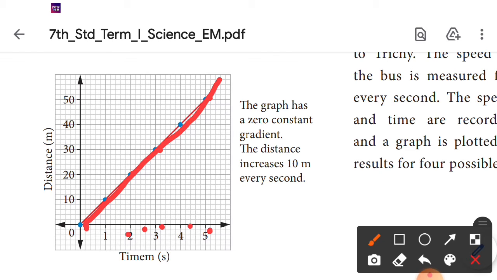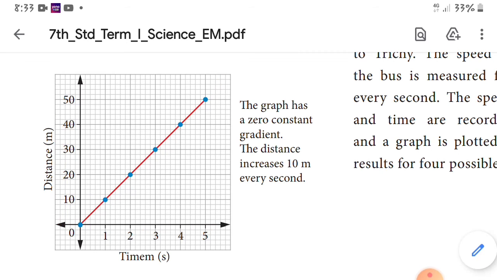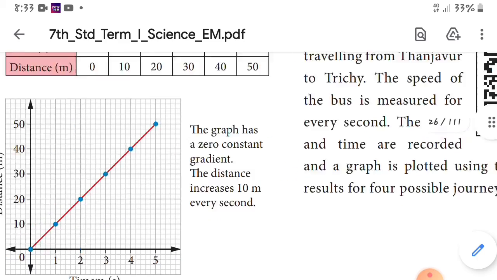Here you see the graph has a constant gradient, and the distance increases by 10 meters every second. Here this is called 10 meters, again 10 meters, again 10 meters. So the distance increases 10 meters every second. Is this clear to you, children? This is the best example of the second picture, children.